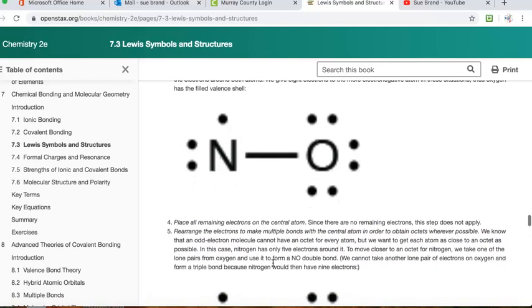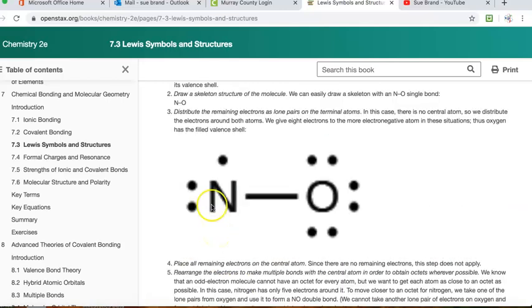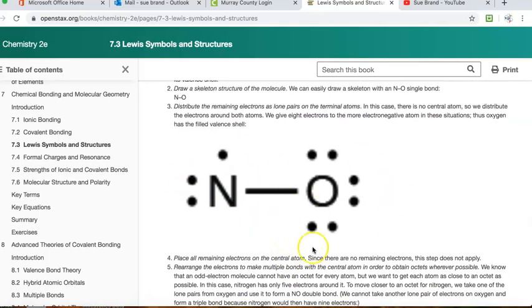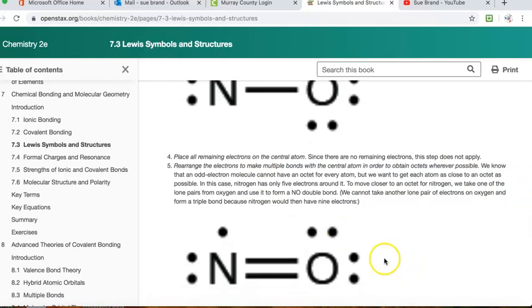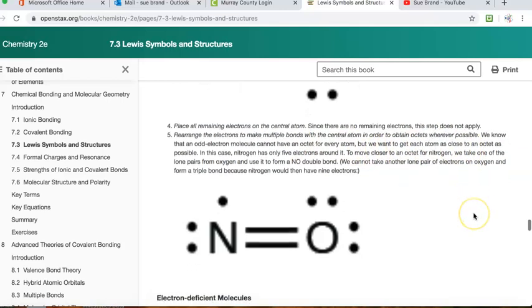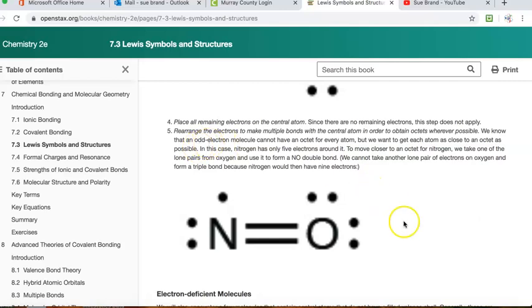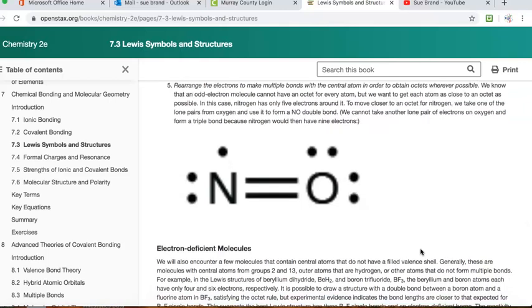So you replace the remaining electrons on the central atom. Since there are no remaining electrons, the step does not apply. But you do give the remaining electrons to nitrogen, whatever is left over after oxygen has its 8. And then you try to rearrange the electrons in order to obtain an octet if possible. We know that an odd electron molecule cannot have an octet for every atom, but we want to get an atom as close to an octet as possible.